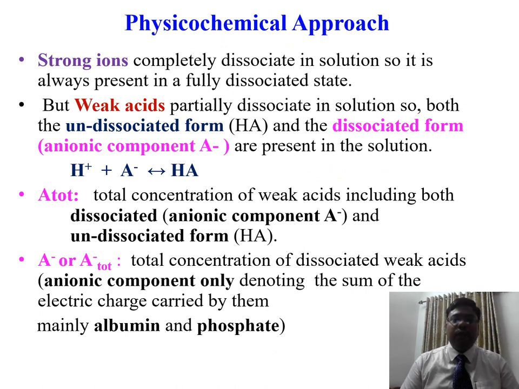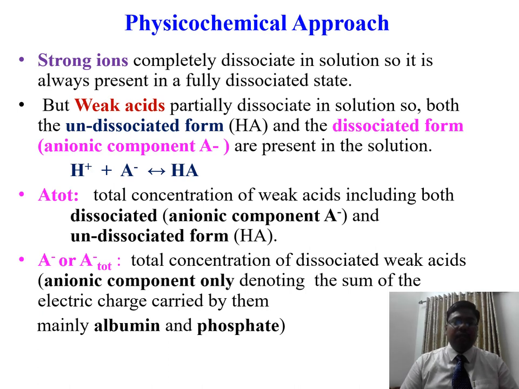So, the physicochemical approach. Strong ions completely dissociate in solution, so they are always present in a fully dissociated state. But weak acids partially dissociate in solution, so both the undissociated form and the dissociated form are present in the solution. The dissociated form is the anionic component A minus. So H plus plus A minus forms HA. HA is the undissociated form, and the dissociated form is the anionic component A minus. And ATOT denotes the total concentration of weak acids. It includes both the dissociated and the undissociated form.